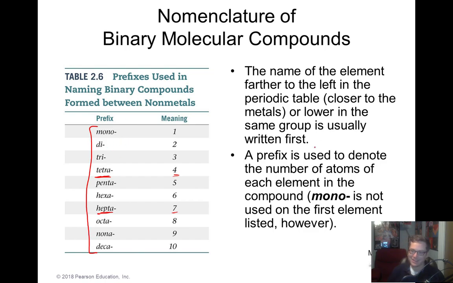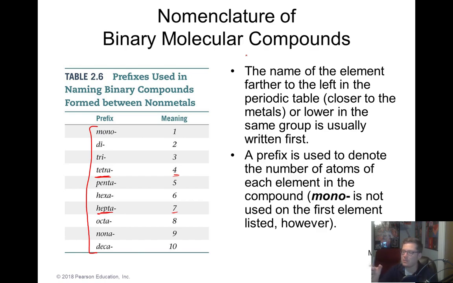All right, and then when you name the compound, the element farthest to the left on the periodic table is the one you're going to name first. You don't change the ending of that name. Then you add the prefix to whatever it is, unless there's only one of it. If there's only one of it, you don't add mono. So you write the name as usual, add the prefix, unless there's only one, and then you just ignore the prefix.